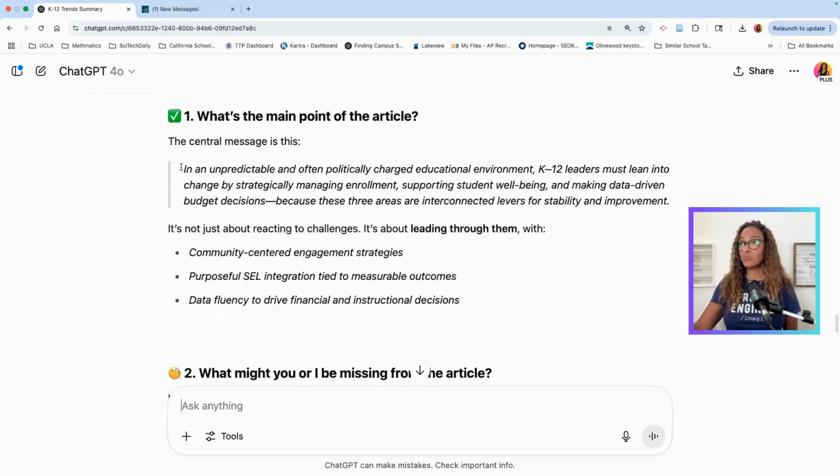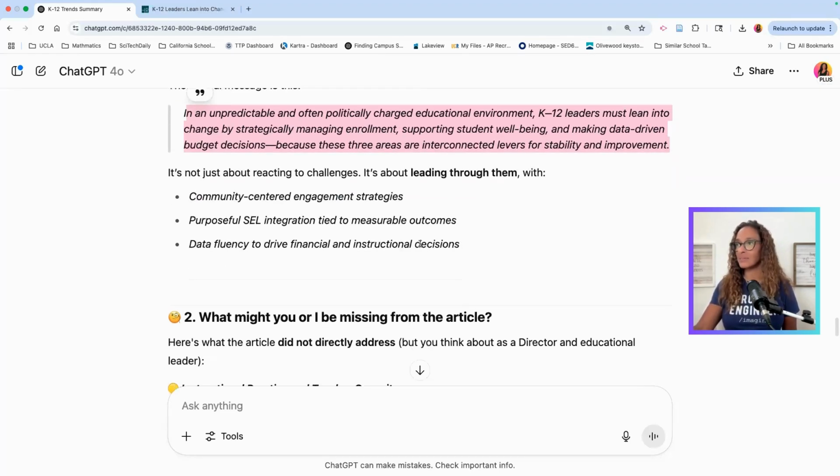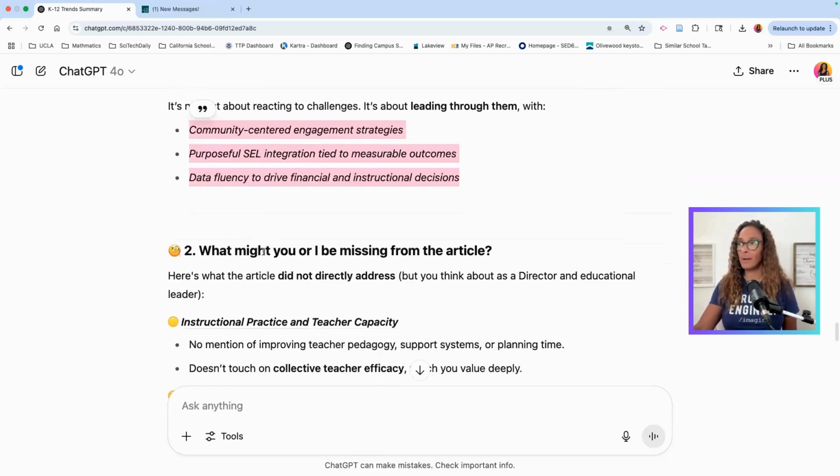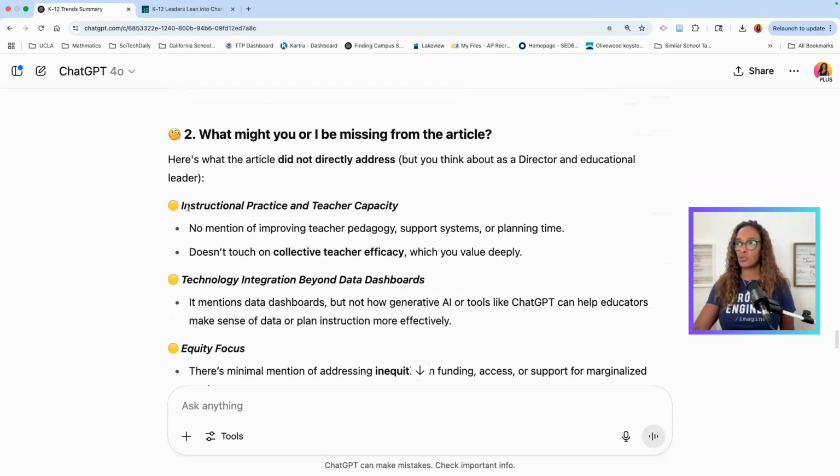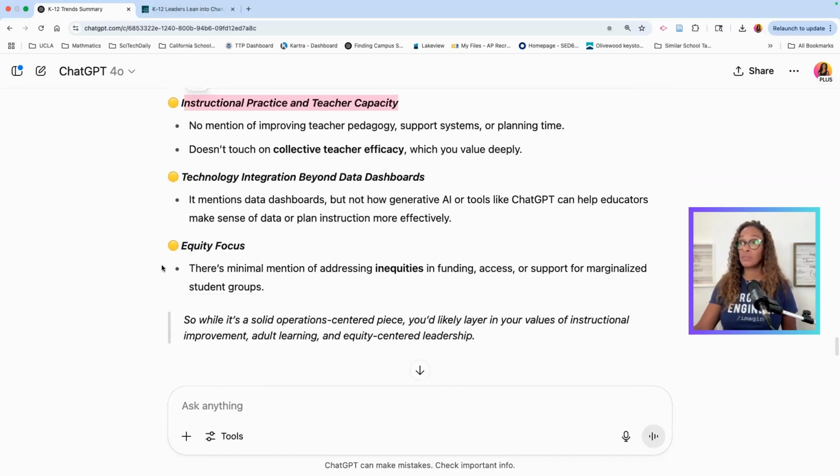Central message. What I really like in this central message is that in an unpredictable and often politically charged educational environment, K-12 leaders must lean into change by strategically managing enrollment, supporting student well-being, and making data-driven budget decisions, because these 3 areas are interconnected levers for stability and improvement. It's not just about reacting to challenges, it's about leading through them. I love that. And then it gives you the main drivers here. And then what might you or I be missing from the article? Instructional practice and teacher capacity, technology integration beyond data dashboards, and equity focus.